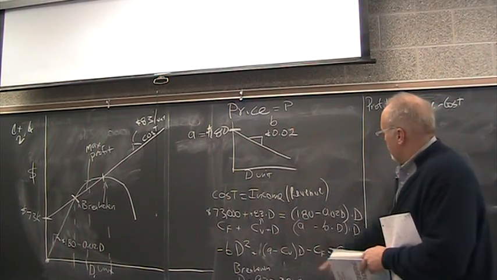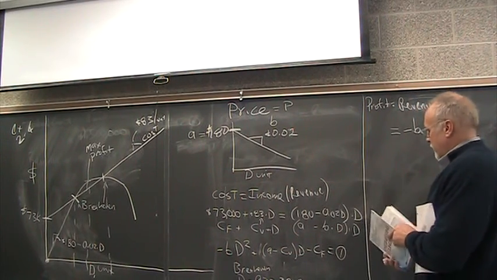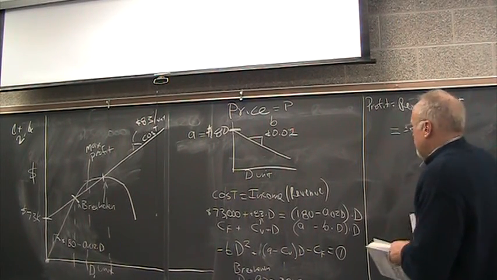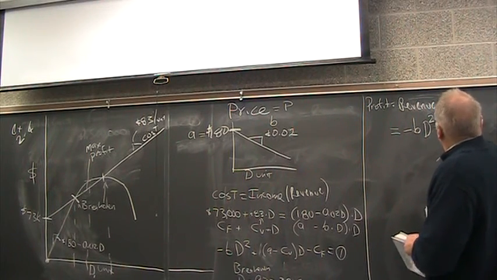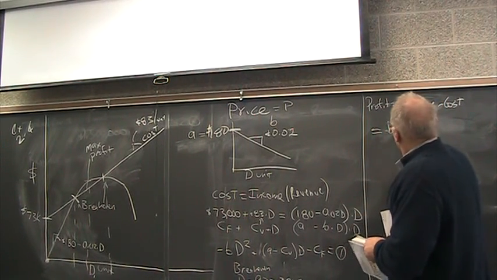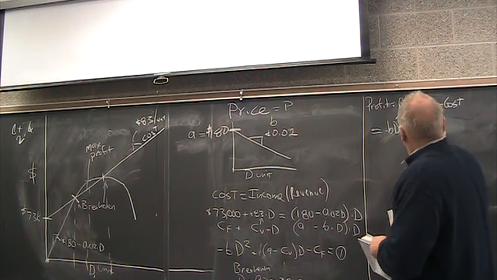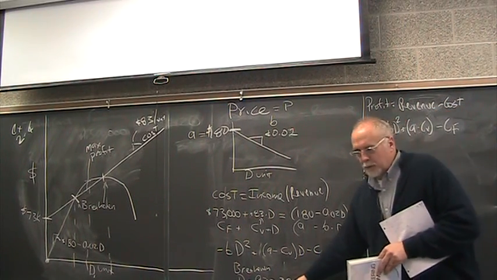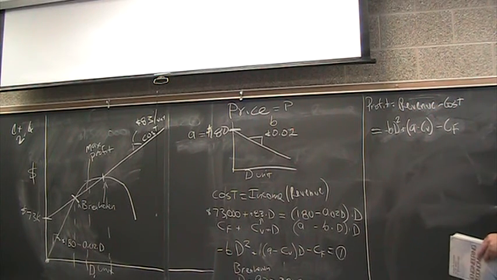So if this equals zero, the profit would be minus B D squared plus A minus CV, yeah. So I don't lose my future person here. A minus CV minus CF. That's the profit. Set that equal to zero. I solve for the roots. Those are my break-even amounts. What do I want to make the most money? What do I want to do with that function? The most money. Yeah. Take the derivative. Yeah. If I want a maximum, I can take the derivative of that.